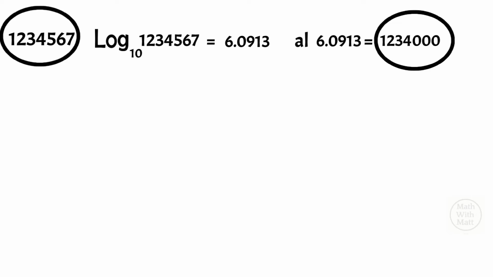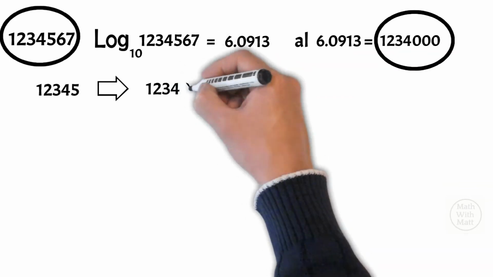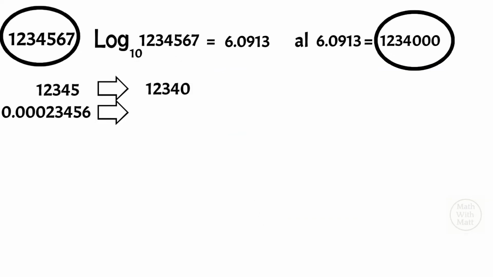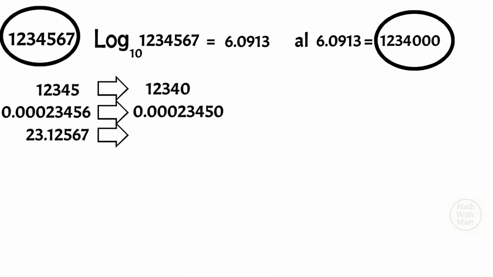This type of error happens only because of the limitations of log table and its dependency on the first 4 digits. The rounding off of numbers is where the problem is, and we have to do this rounding off anyway because we have no use for more than 4 digits in log table. Some more examples of how numbers regained after applying log can differ from the original number. 12345 will return as 12340. 0.00023456 will return as 0.00023450. And 23.12567 will return as 23.12000.